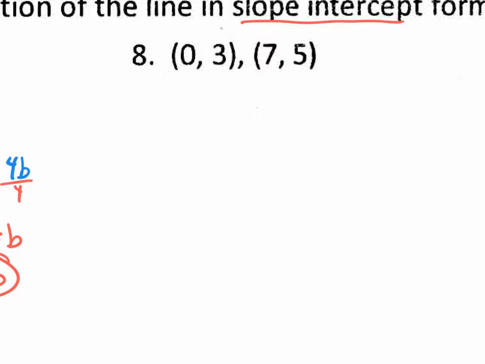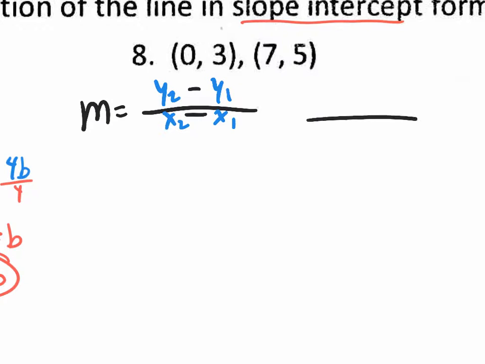On this one, let's see. Again, let's start with slope. The slope formula is y2 minus y1 over x2 minus x1. And when you use it, do the division and the subtractions first. You have your x value, your y value, your x value, your y value. This is your first point. This is your second point. So I'm going to plug in 5 minus 3 over 7 minus 0.